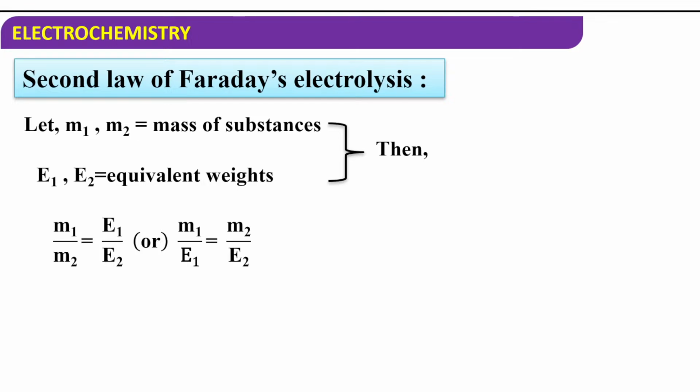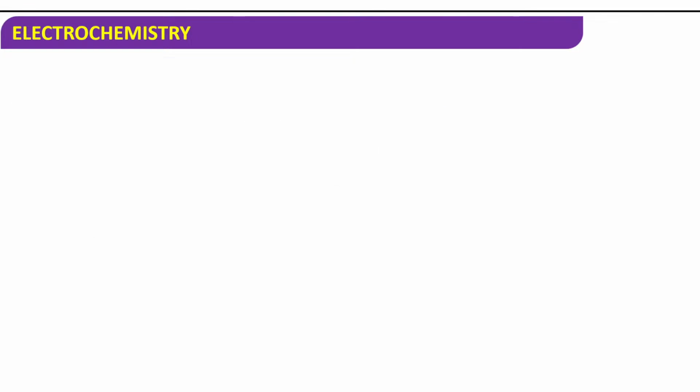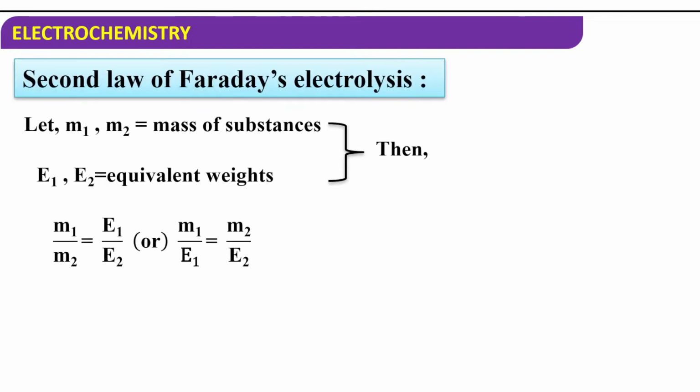So M1 upon E1 is the number of equivalents of substance 1, which is equal to the number of equivalents of substance 2, if the same quantity of electricity is passed through each electrolytic cell. So this is a simple funda. M1 by M2 equals E1 by E2. That is the second law of electrolysis.